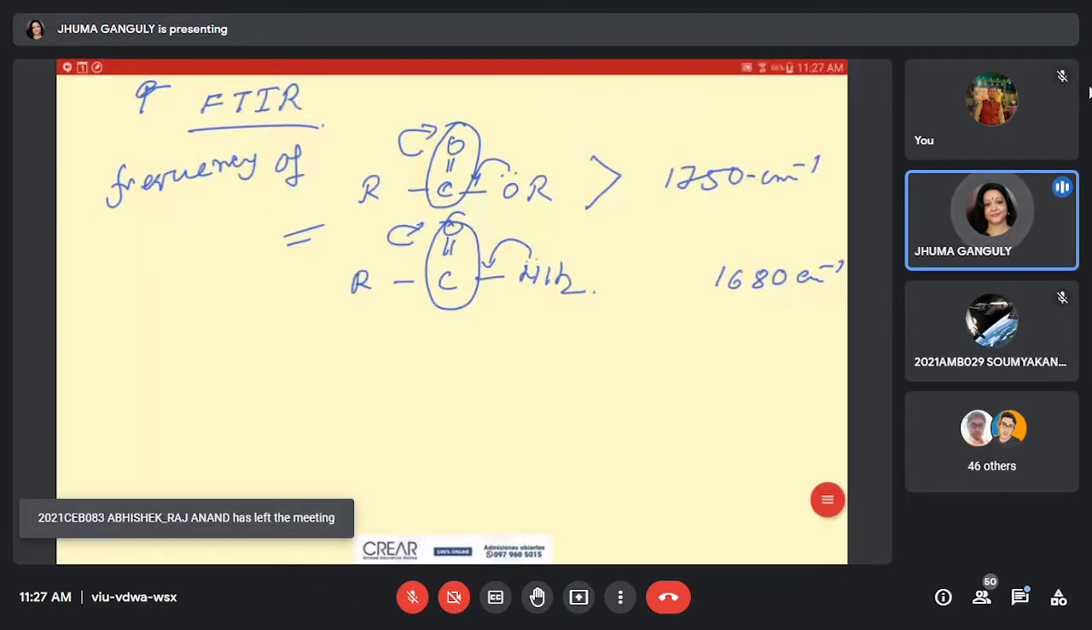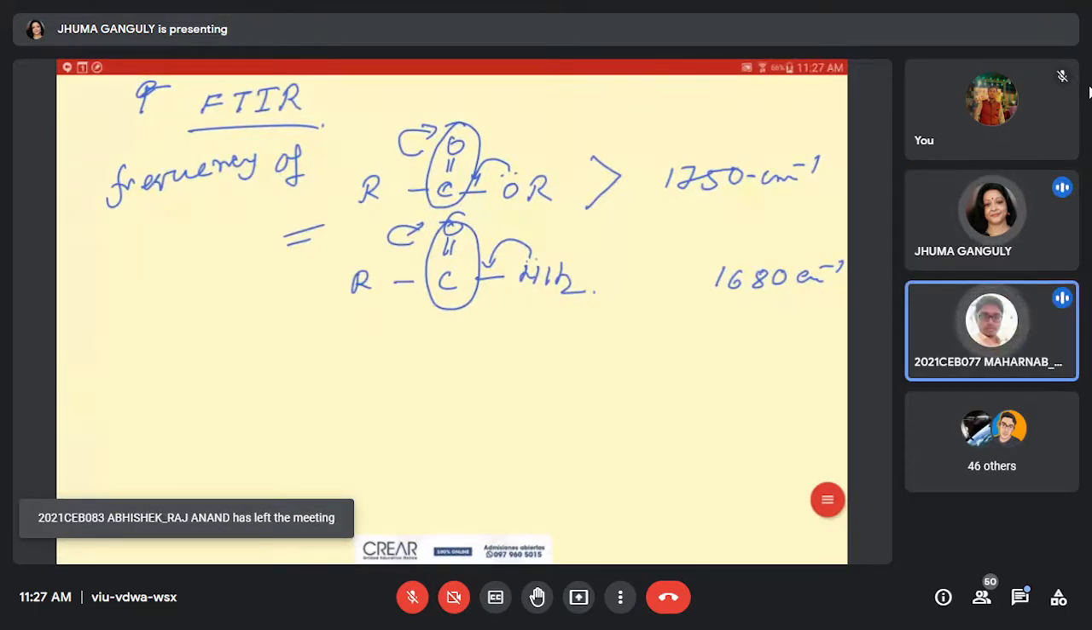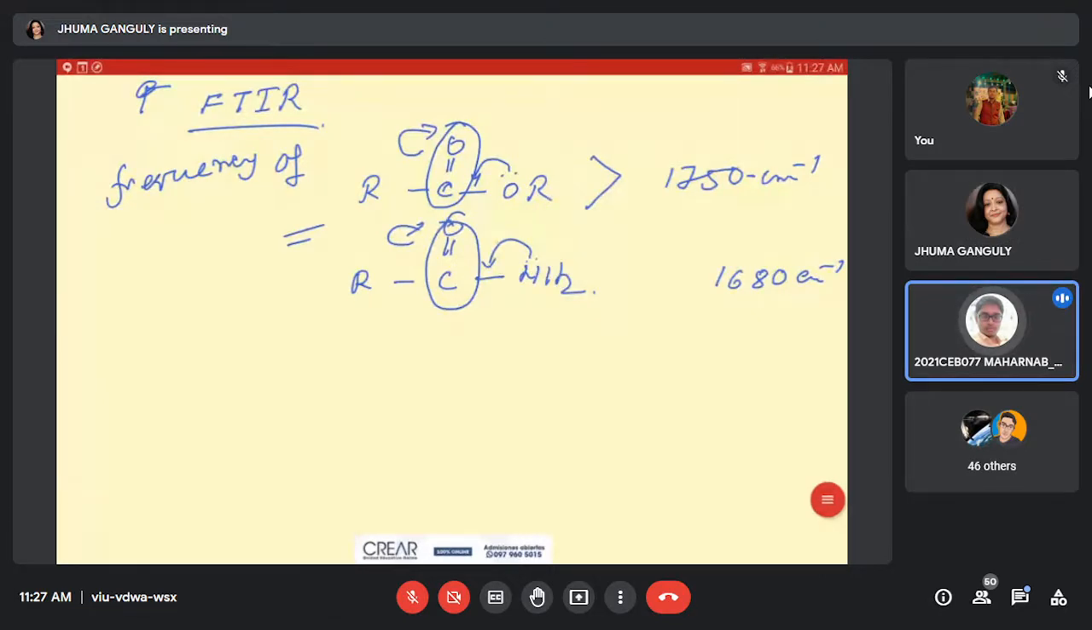Ma'am, the double bond character has a greater contribution to the final overall structure, resulting in a stronger C double bond O in the ester than in the amide.